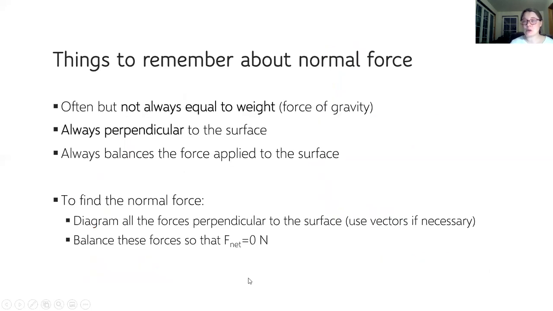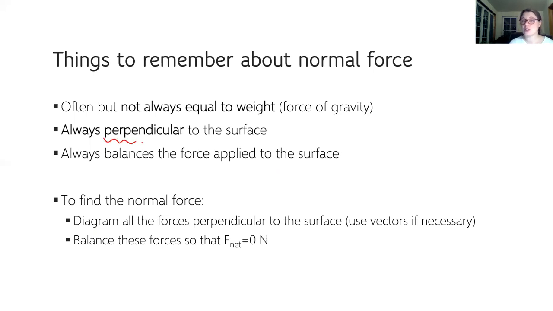Now, things to remember about normal force. This is going to help us for the next 2 examples, which are going to be a little bit more complicated. First of all, normal force is not always equal to weight. You had one example of that already. When you pushed into the wall, the normal force pushed back on you equal to the push you applied to the wall. It wasn't in the same direction as gravity. So it's often equal to gravity, but not always. Draw a diagram to prove it.